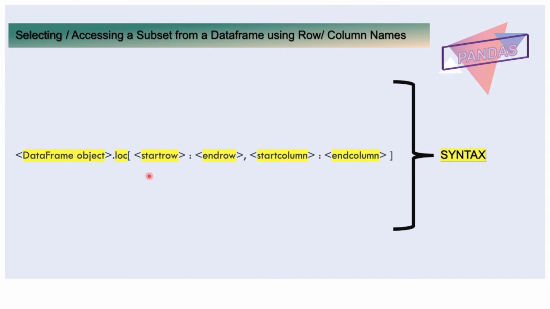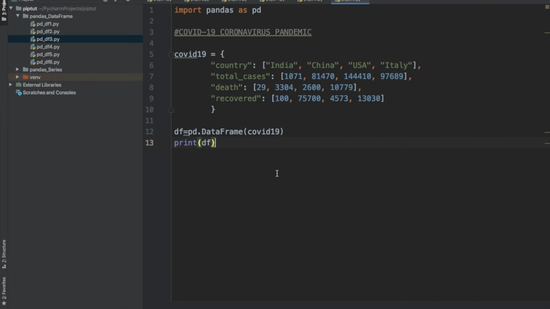Here we will mention the start row and the end row, and after the comma we will mention the start column along with the end column. So this is once again a range. This decides the range of the rows and this decides the range of the columns. In order to understand this syntax better, let's go through an example. Let us try to get this subset from this data frame. But before that, I will print the entire data frame so that you can understand this example in a better way.